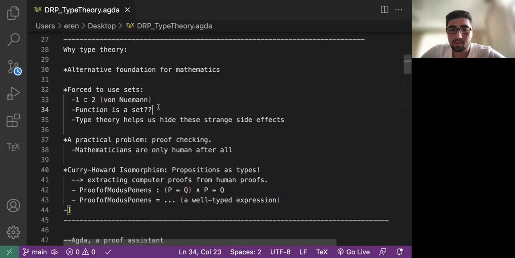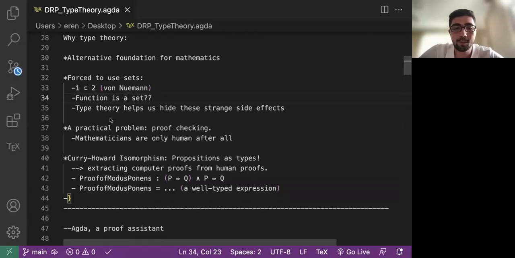And when you want to define a function, what is a function? It's not natural to define it as a special kind of relation or as a set. The natural way to define a function for me is like a black box, which takes an input and produces an output. And type theory helps us hide these strange side effects.